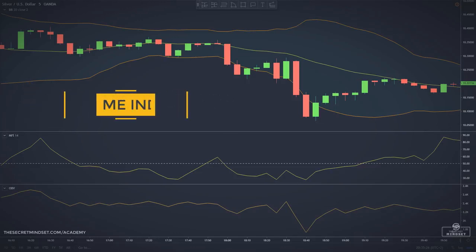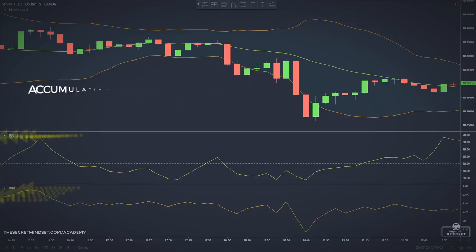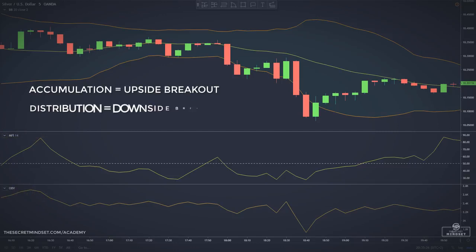Instead, you should consider using volume-based indicators, such as the money flow index or the on-balance volume. Signs of accumulation increase the chances of an upside breakout, while signs of distribution increase the chances of a downside breakout.